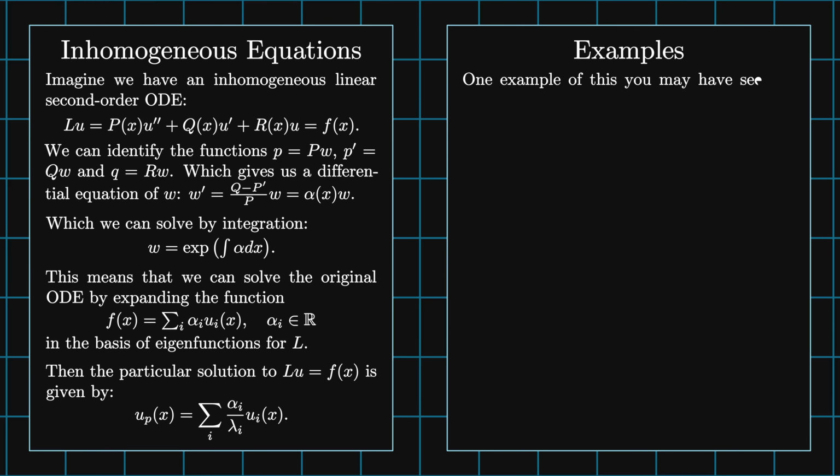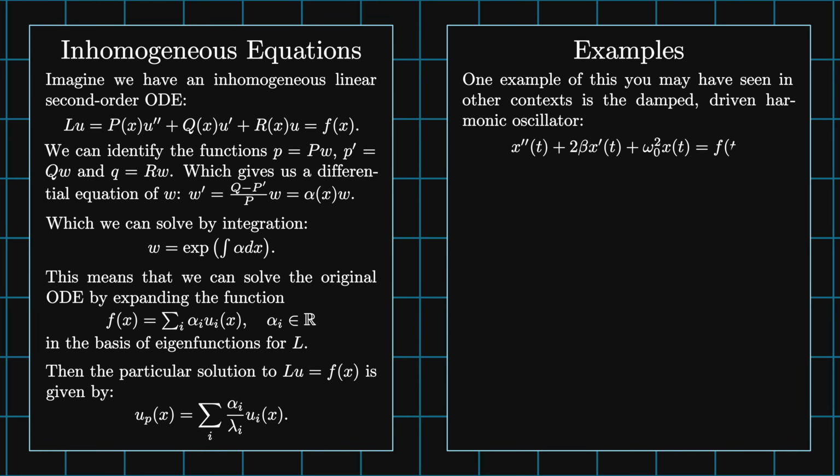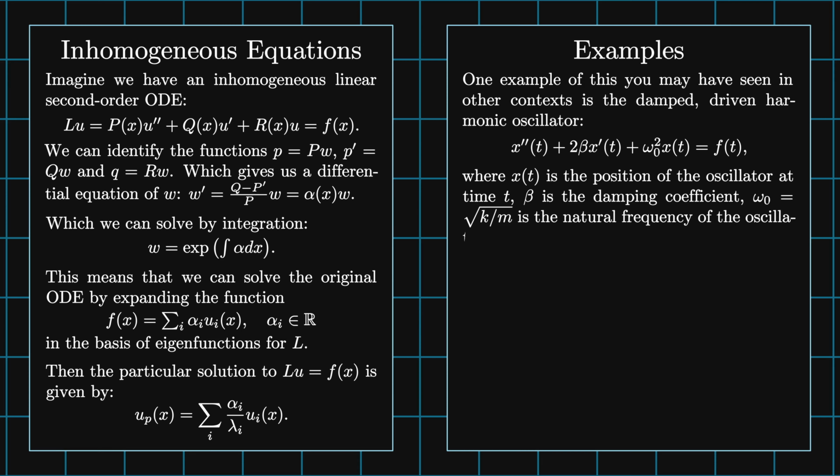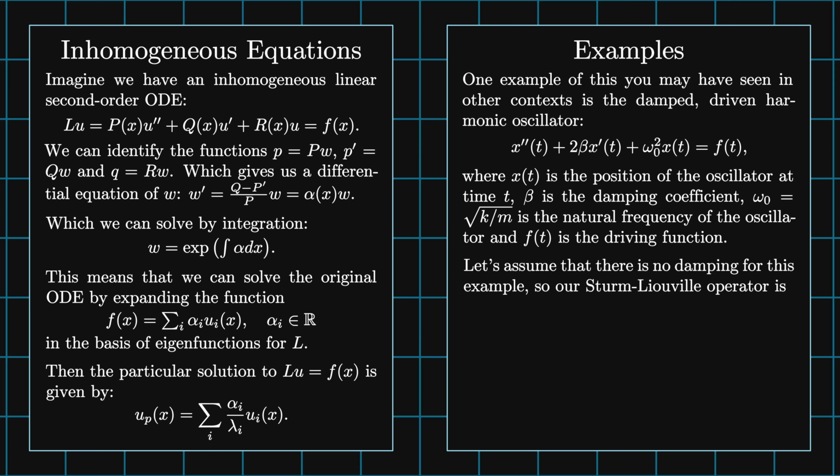One example of this you may have seen in other contexts is the damped-driven harmonic oscillator. x double prime plus 2 beta times x prime plus omega naught squared x equals f of t, where x of t is the position of the oscillator at time t, beta is the damping coefficient, omega naught equals the square root of k over m is the natural frequency of the oscillator, and f of t is the driving function. Let's assume there is no damping for this example, so our Sturm-Liouville operator is L of u equals d squared u by dt squared equals omega naught squared u.